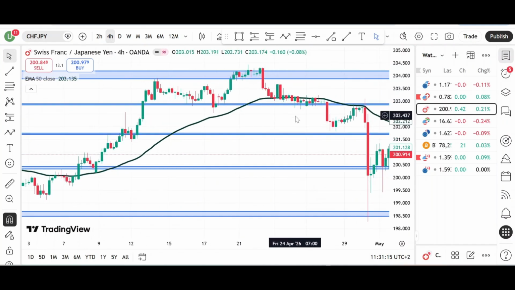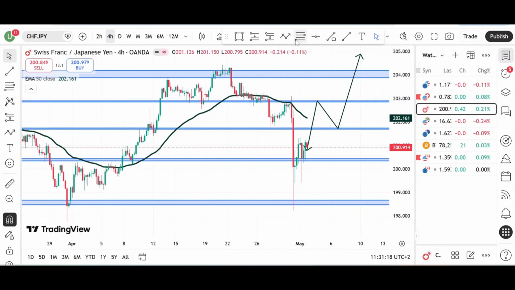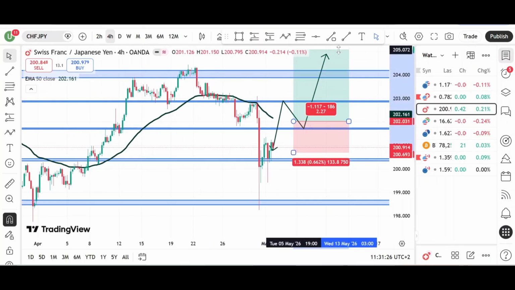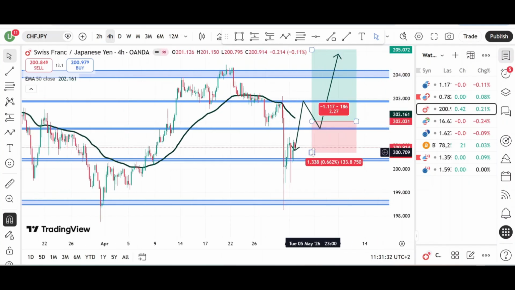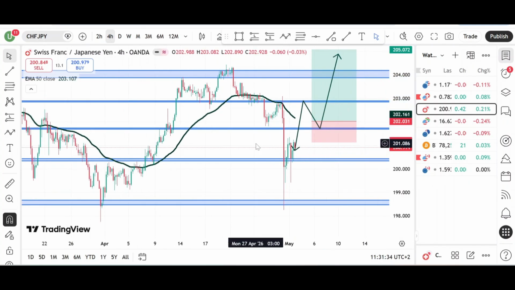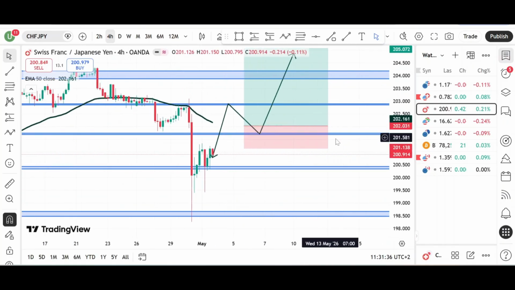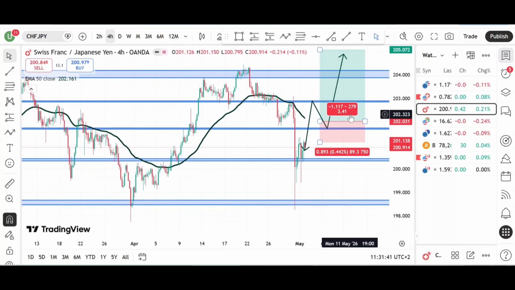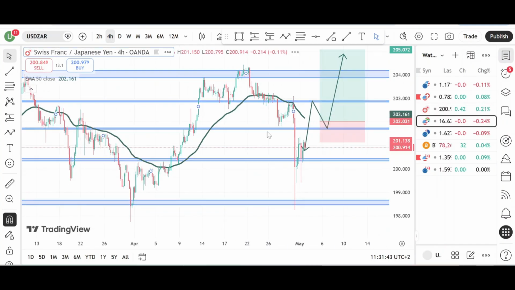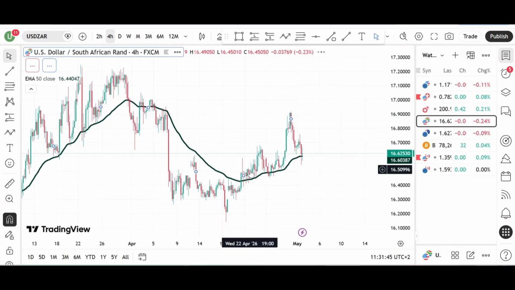So this is a full and complete analysis of USD CHF. Okay, where is our long position tool? Okay, this is our long position tool here. So I automatically enter and the target is the key level, expecting the continuation. Okay, this is USD ZAR.